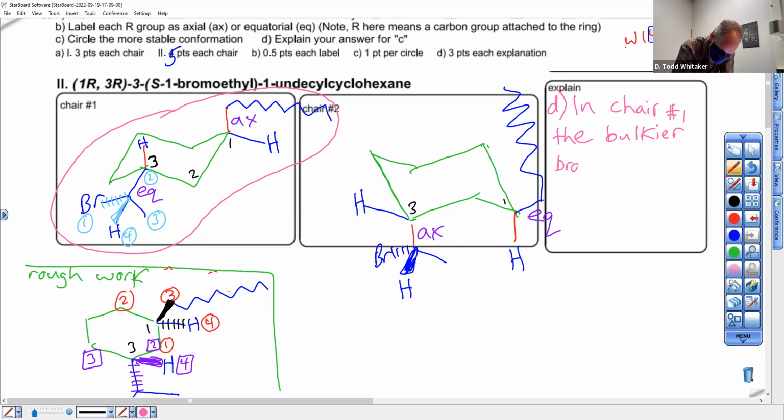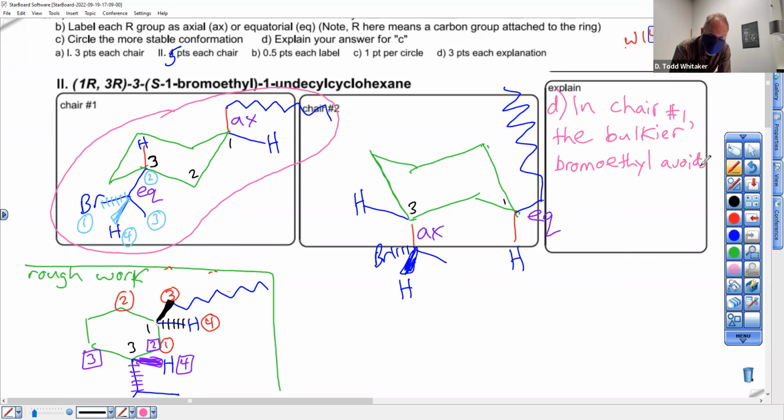Why is it bulkier? Ladies and gentlemen, bromo is not a small atom, is it? It's a mass of 80. It's branched right off the first carbon, and there's a methyl branch too. So treat it just like a branched group, and this thing doesn't have any branches at all, right? So in chair number 1, comma, the bulkier bromoethyl avoids what negative interaction?